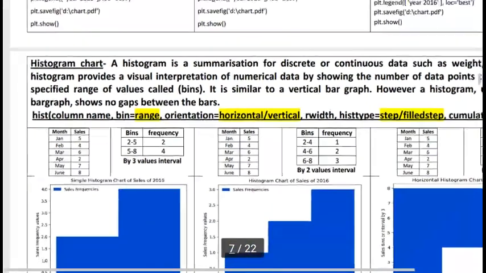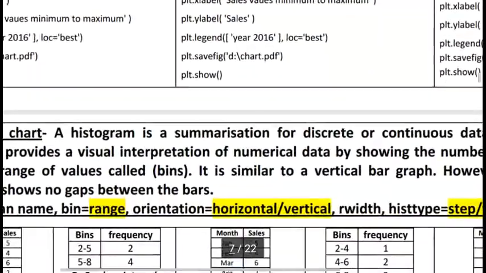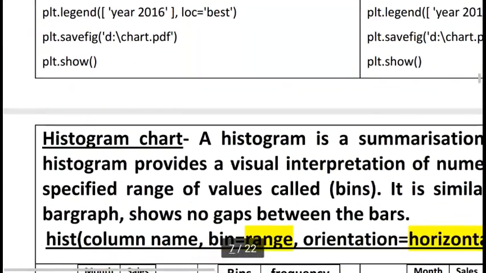So today I am also creating a new kind of chart. This is called a histogram chart. In this chart we always show the frequency of our data. So when we want to show the frequency of our data, we always use a histogram.